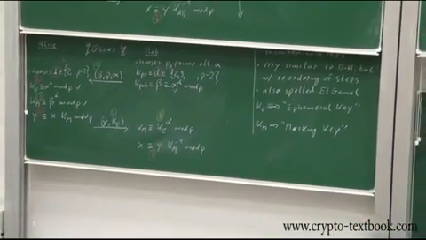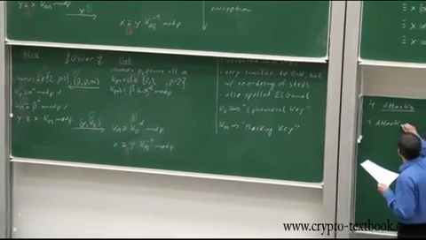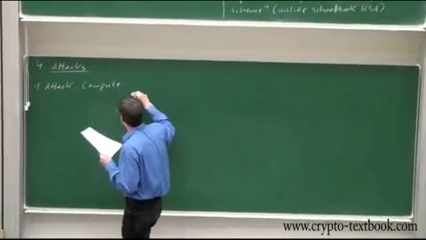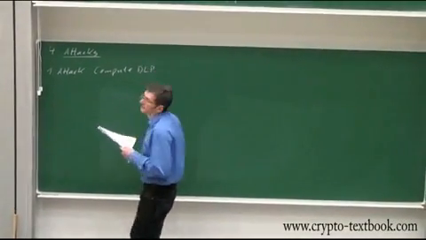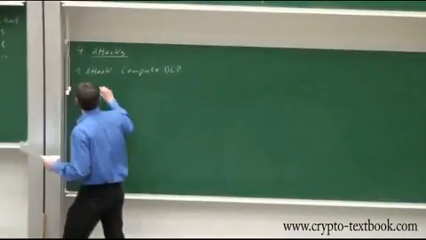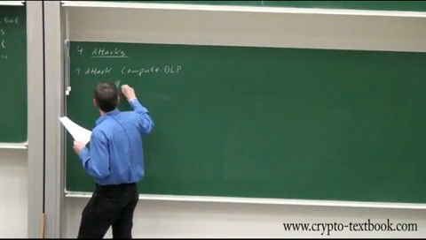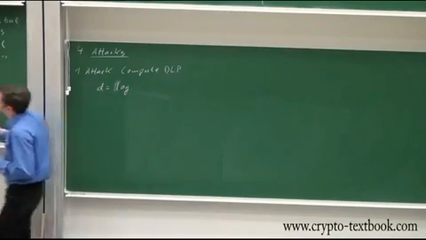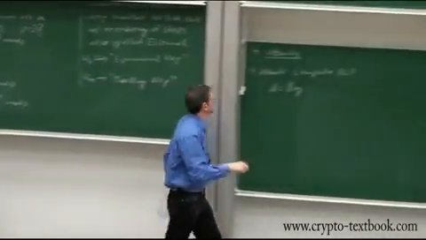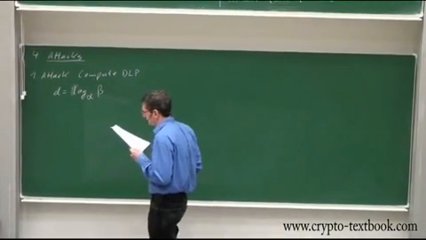So the first attack is compute the discrete logarithm problem. That means either he tries to compute lowercase d, which is the logarithm of beta to the base alpha.